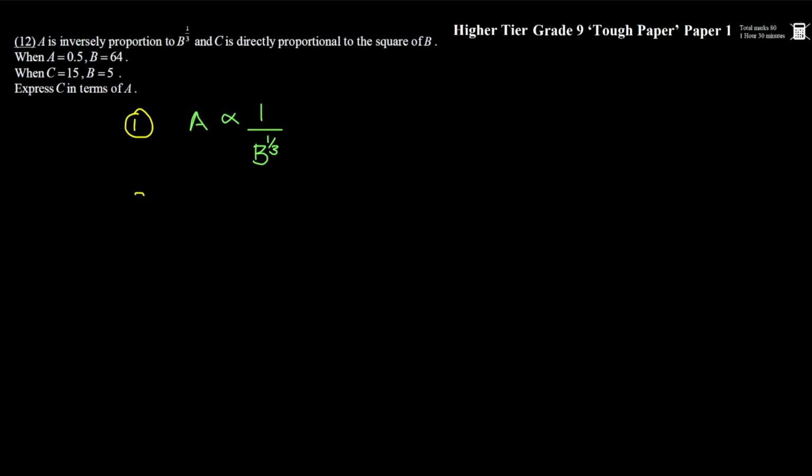And proportional equation 2 is that C is proportional to the square of B. So therefore, removing the proportional symbol and replacing it with a constant, I can say that A is equal to K1 over B to the third. The reason I'm using K1 is that the second equation will also have a constant, and they're not necessarily the same. So from this equation, I get that C is equal to K2 B squared.